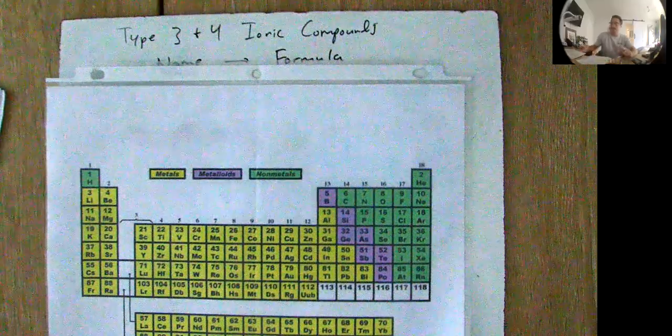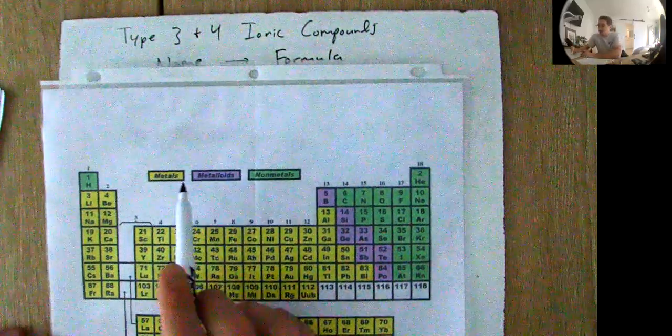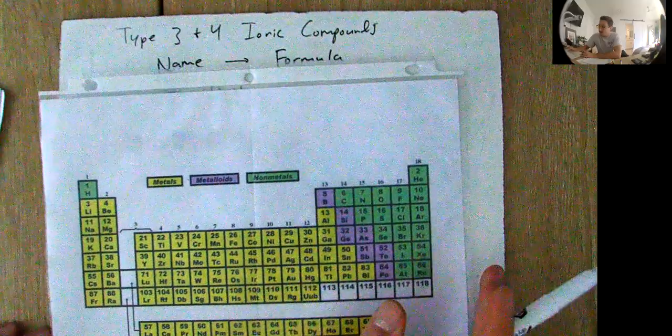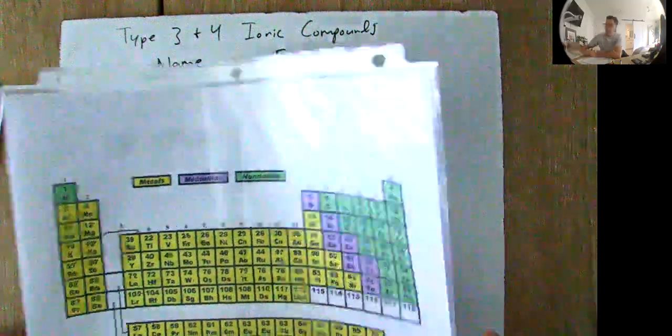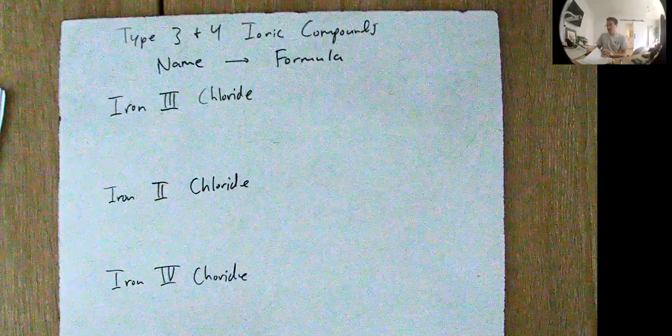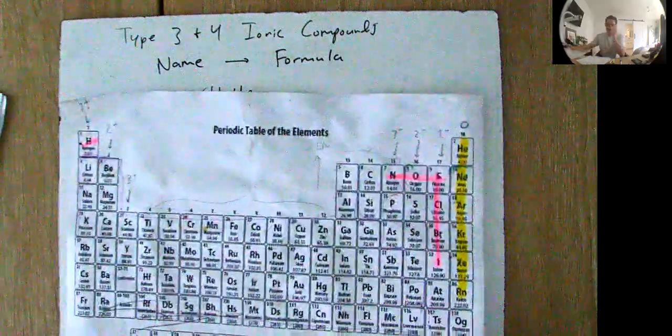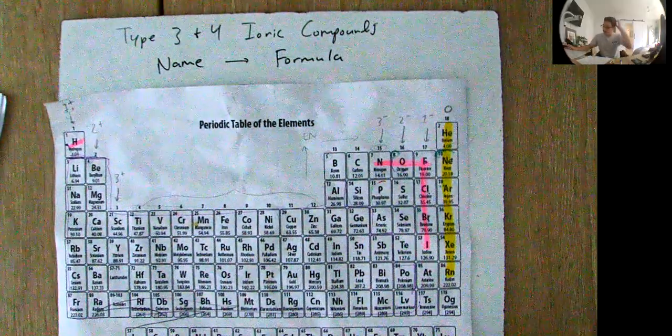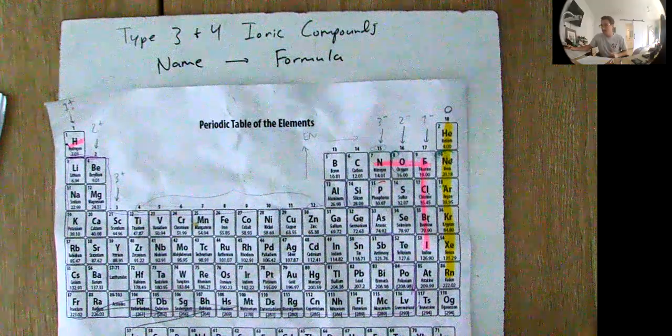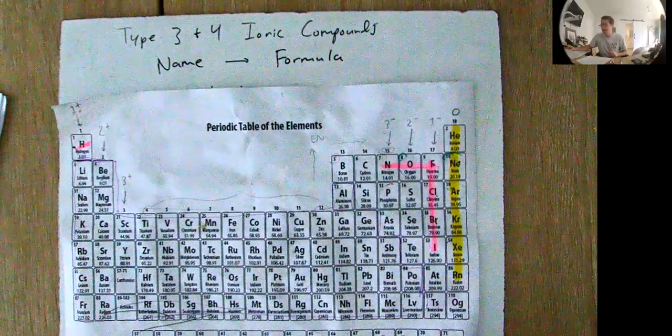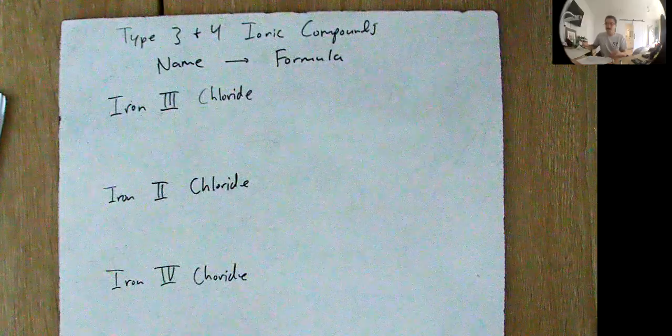All right, students, as a reminder, ionic compounds are made between metals and nonmetals. And this is just a quick little reminder. Get your periodic table out so you know the charges. So you could review the charges, because we're balancing charges here. We need to balance charges. That's the name of the game. Okay, so here's a few examples.